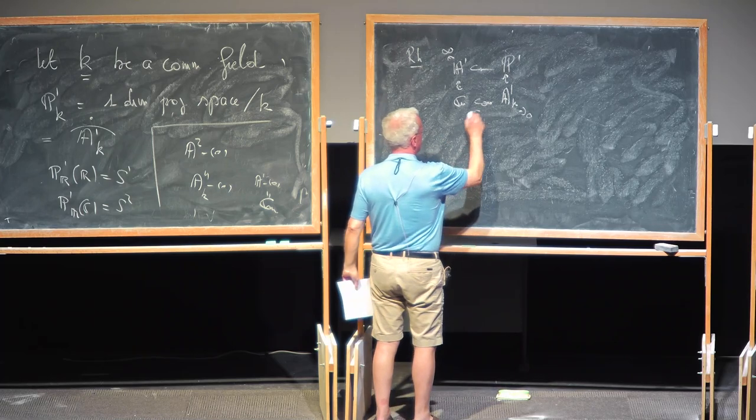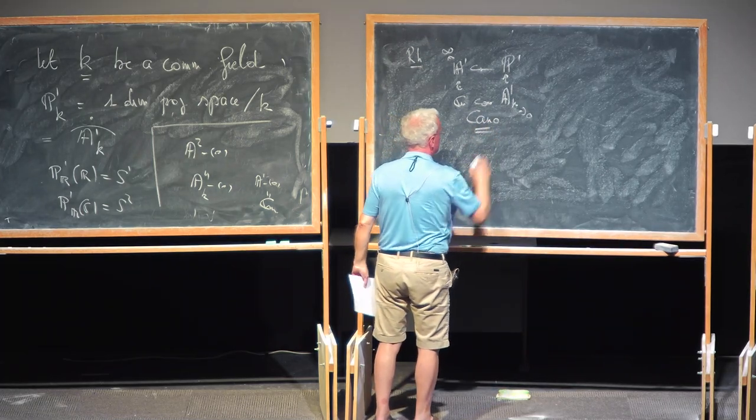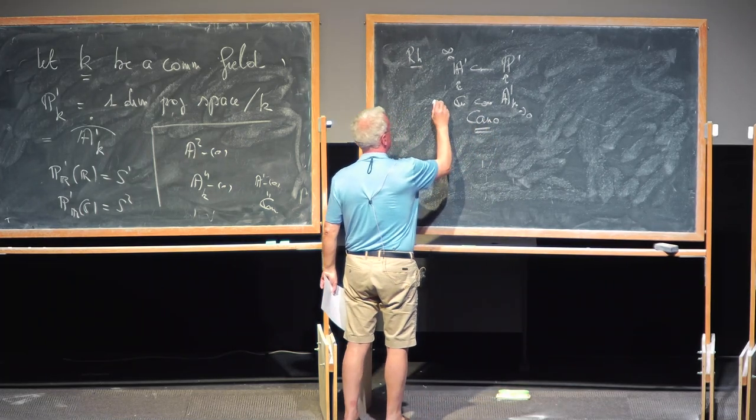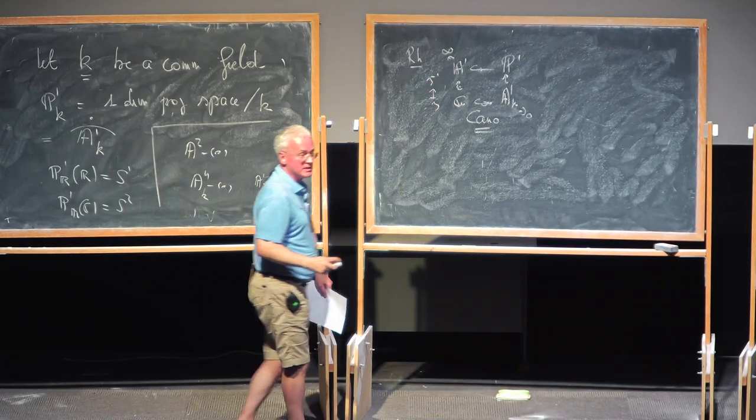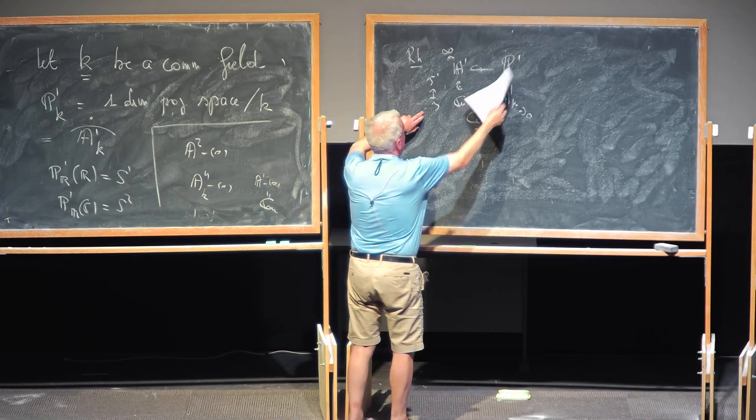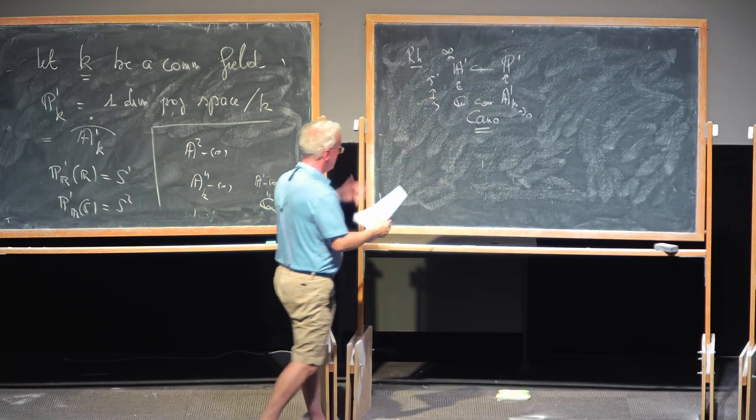Here, this is the canonical inclusion. Here, it is the one which takes z to z inverse. Okay. And this is the way you glue this.